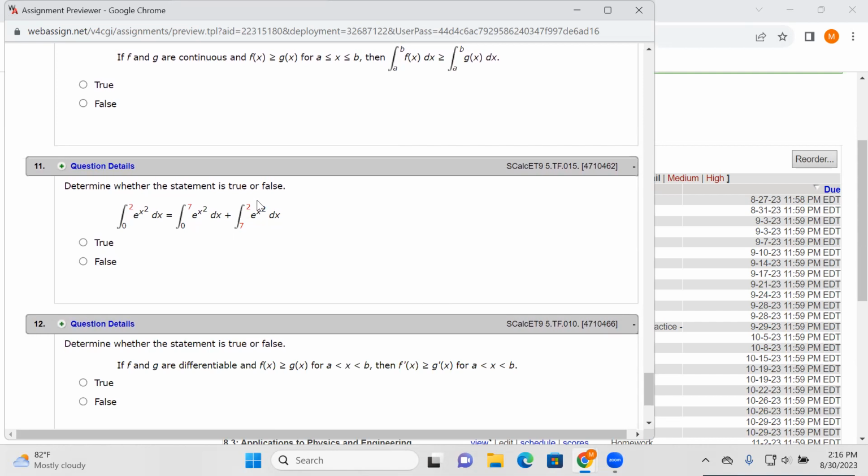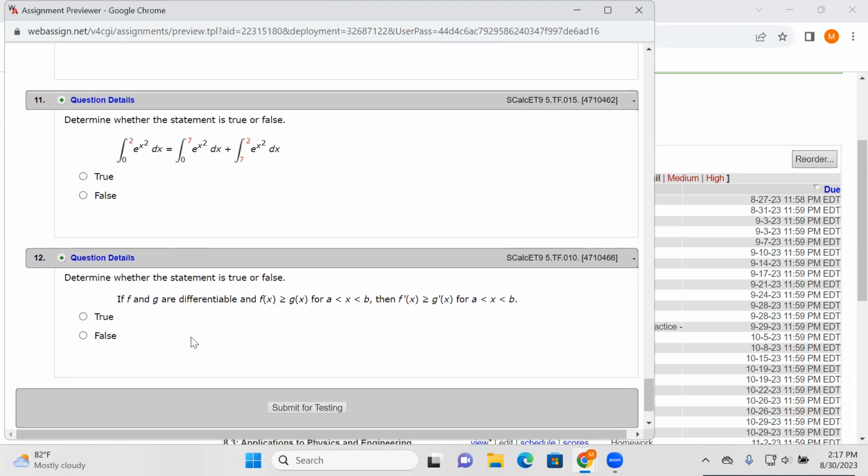Well, actually, this one might require a property that we have not yet discussed, because these bounds from 7 to 2 are backwards. When the bounds get flipped top to bottom, the integral evaluates to the negative of what it would otherwise. So if you play that out, we're essentially subtracting the integral from 2 to 7. And if you subtract the integral from 2 to 7, you end up with the integral from 0 to 2. So that works out.